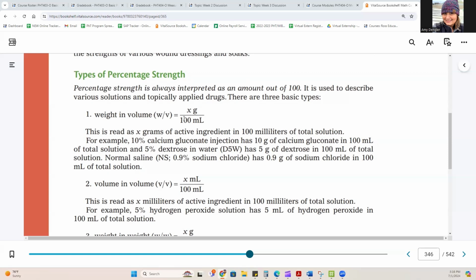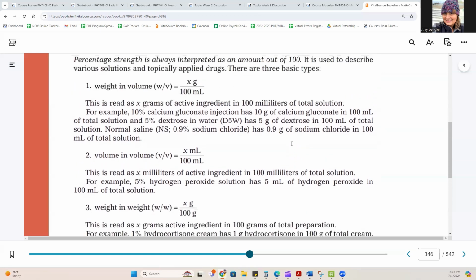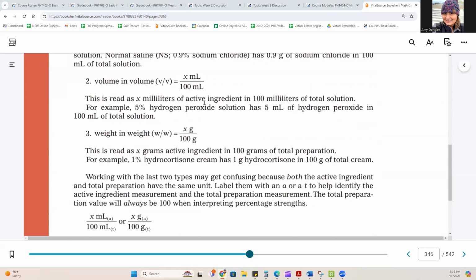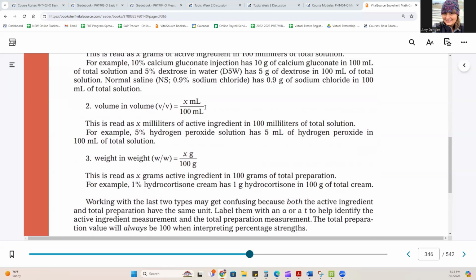So just one thing to remember, as we've talked about before, percentages are always out of 100. So that's where we're getting that 100 from, if you can just think of that in your mind. And you're changing the percent to grams for this one. So instead of 10%, it's 10 grams. Instead of 5%, it's 5 grams. Instead of 0.9%, it's 0.9 grams. And it's weight volume because there's grams on the top, which is a weight, and volume on the bottom, which is a liquid, milliliters.